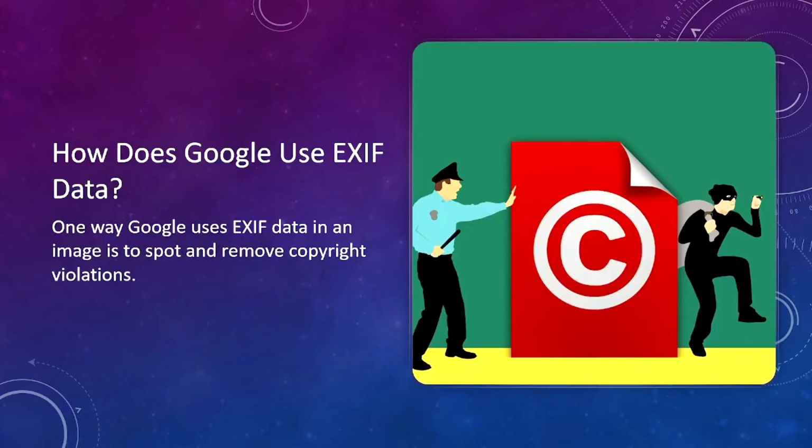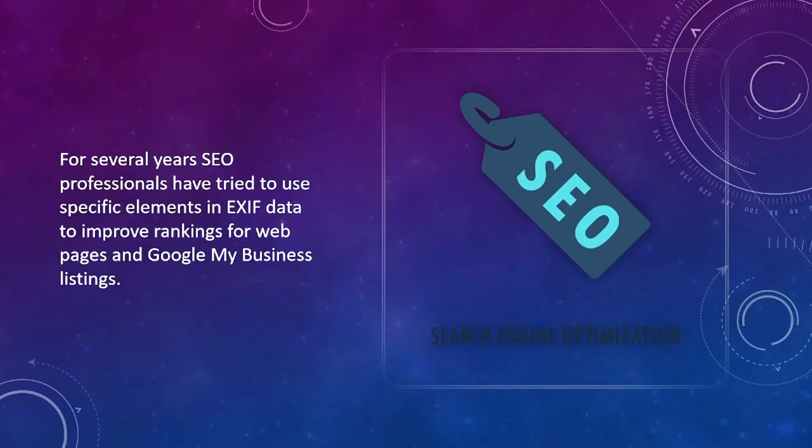So how does Google use EXIF data? Well, one way Google uses it in an image is to spot and remove copyright violations. Now, for several years, SEO professionals have tried to use specific elements in EXIF data to improve rankings for web pages and Google My Business listings.